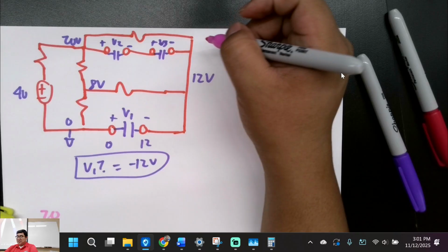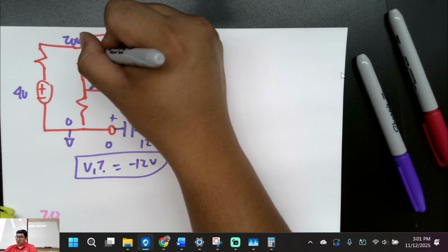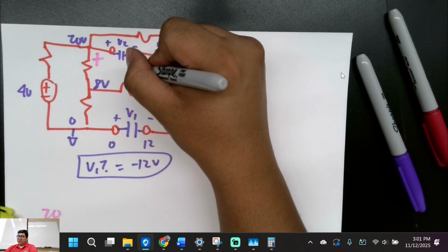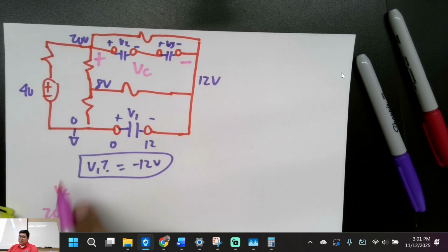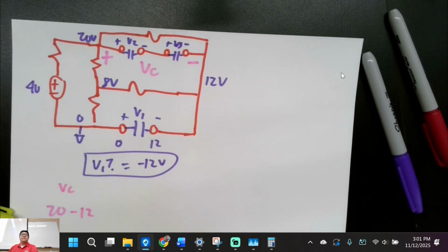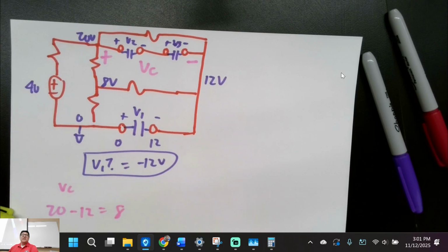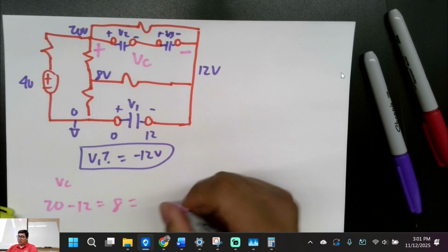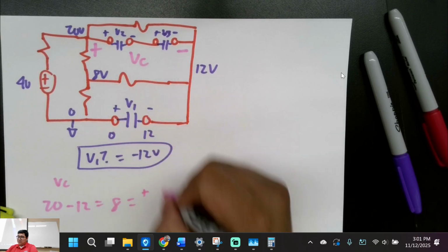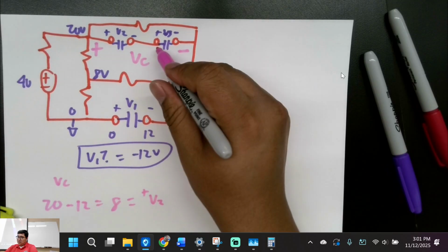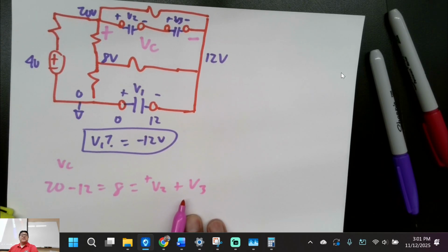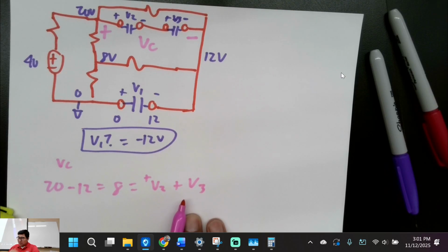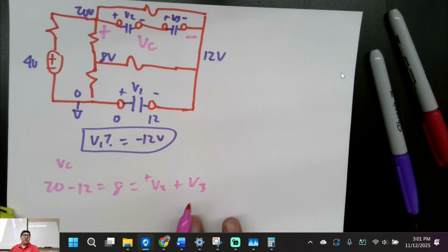And I'm trying to find that total voltage drop, right? Let me just do plus minus. I'm trying to do some mega voltage, VC, correct? VC is going to be 20 minus 12. What's that equal to? 8? Which is going to equal V2 plus V3, right? Is that good with everybody? Now let's see. Have they taught you about charge? Charge sharing? You guys know what charge sharing is?